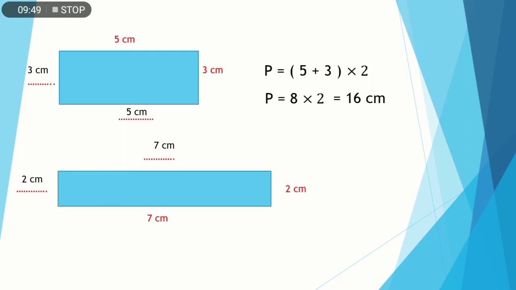Length plus width times 2. The first one is plus: 7 plus 2 times 2. 7 plus 2 equal 9. 9 times 2 equal 18 centimeters. The next one.